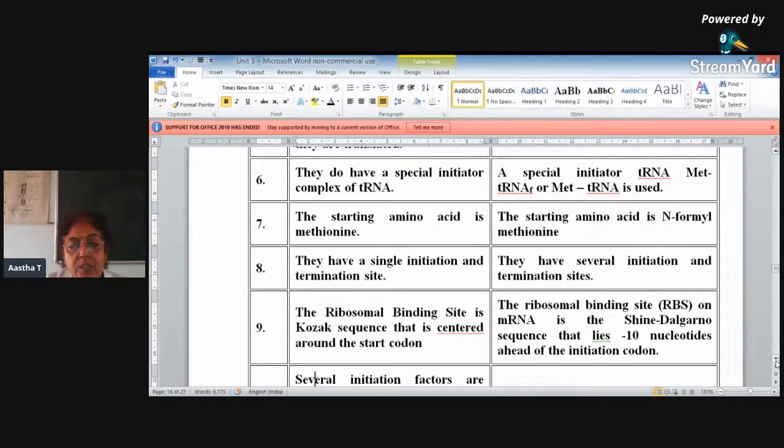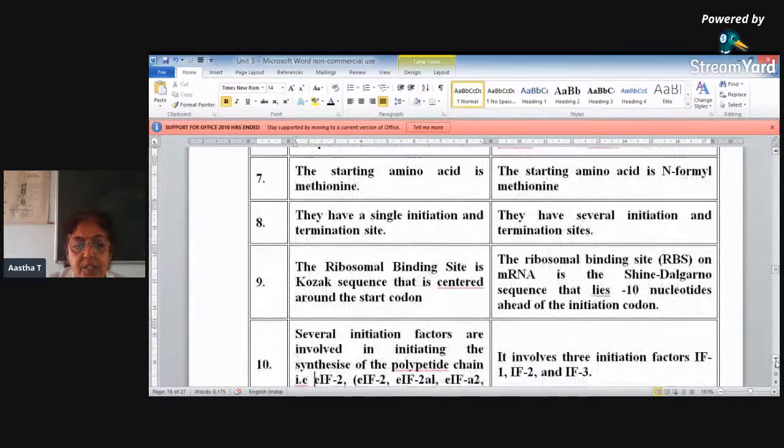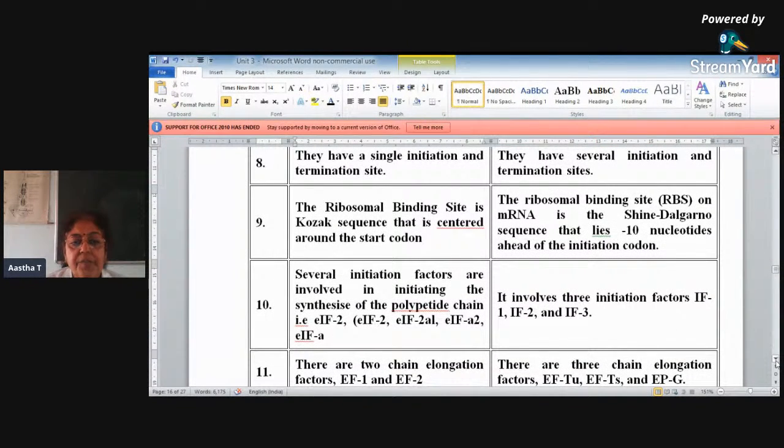ribosomal binding site on the mRNA in case of prokaryotes is the Shine-Dalgarno sequence, which is located at -10 nucleotide position, that is upstream of the start site. Ribosomal binding site in eukaryotes is the Kozak sequence, and it is present near the initiation codon. While in case of prokaryotes, this RBS is the Shine-Dalgarno sequence, which is located at -10 position of the initiation codon. Several initiation factors are involved in the process of initiation.